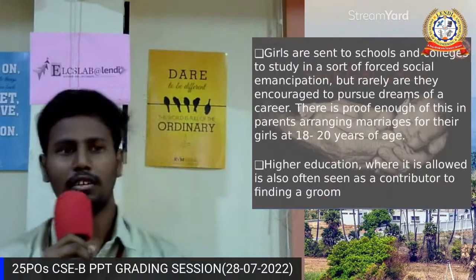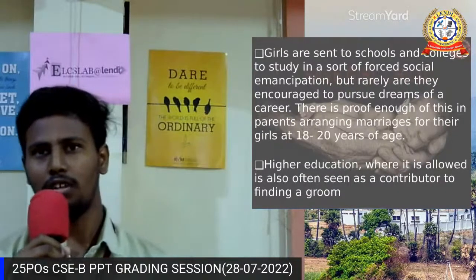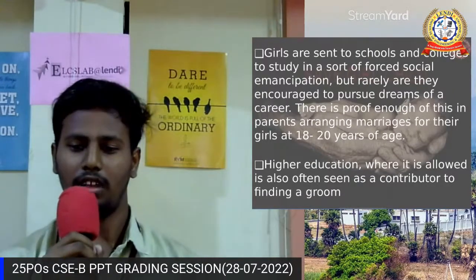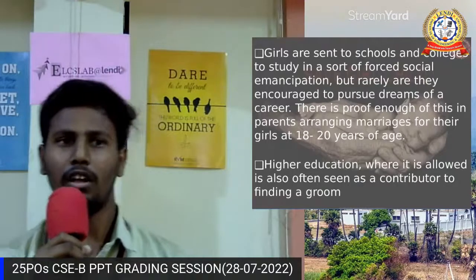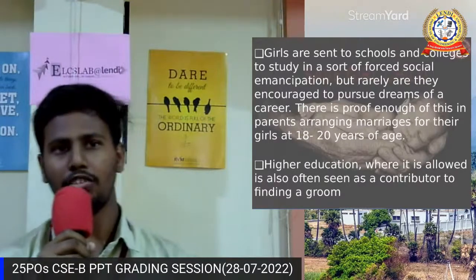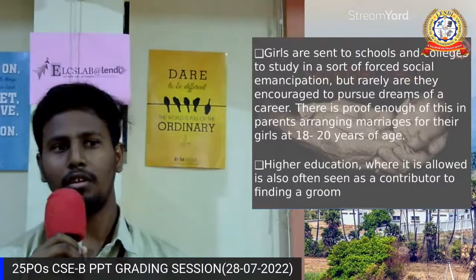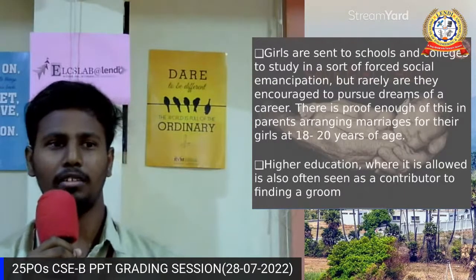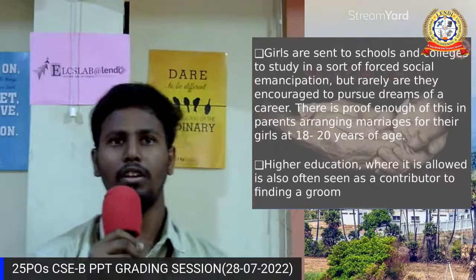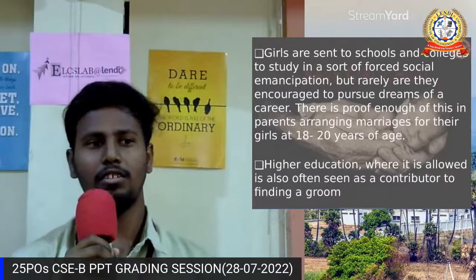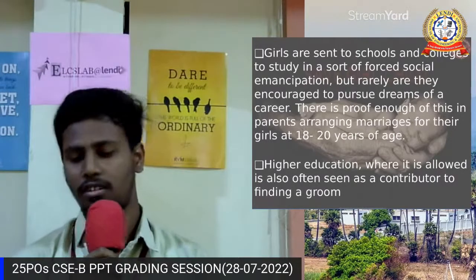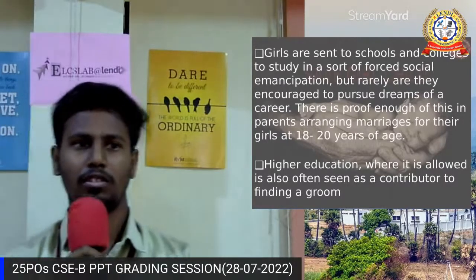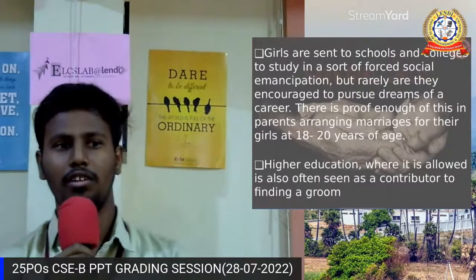Girls are sent to schools and colleges, and some of the girls may have goals in their lives, but they are not encouraged by their parents, because they think of marriage at the age of 18 to 20 years. That's why they are not pursuing their dreams and goals.